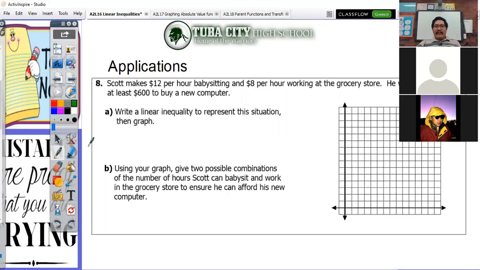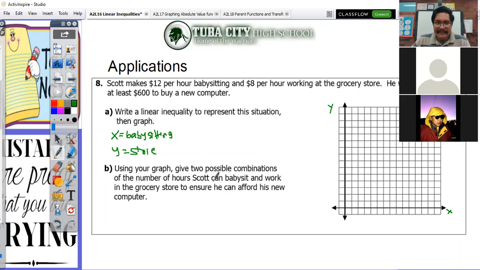Anyway, write a linear inequality to represent this situation and graph it. So let's just use X and Y again. So there's X and Y. So X will be babysitting, and Y will be the other thing, store. So we have to define our variables, which I did not do on the last one. But that's okay though, learn from my examples. Probably would have been easier to just type it out.